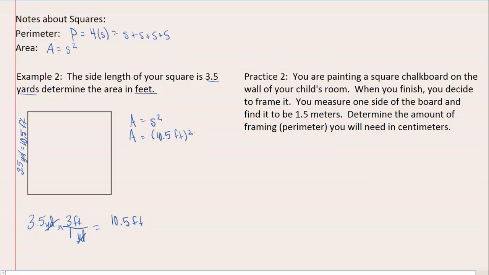When I multiply 10.5 times 10.5, I get 110.25 feet squared. This would be your area in feet. Now, let's look at the practice problem. Try the practice problem on your own, remembering to pause the video.